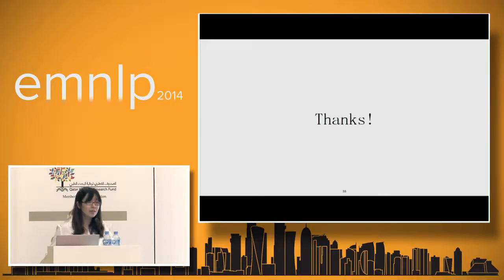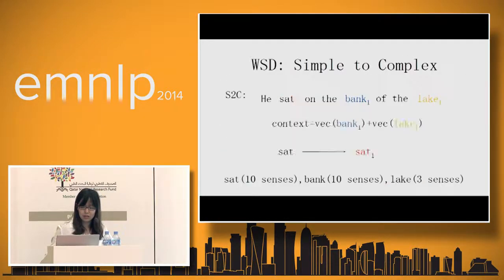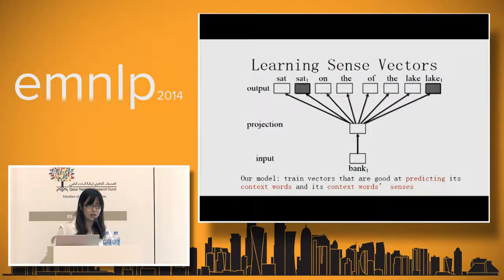Hi, thank you for the talk. I was wondering, when you were estimating these vectors, you had bank and then bank with some index. I would think that if you compare the general bank vector with some specific senses, and maybe sum up the specific sense vectors, you should get this general vector. Did you see this kind of pattern?